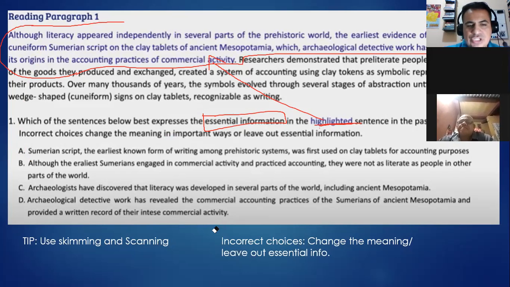The same process, you can use skimming, you can read the question, focus on the highlighted part, and then use scanning. Okay, pueden trabajar de la misma forma. Skimming, read the questions, and then go to scanning. So, incorrect choices, okay? No quiero entrar así a hacer un ejemplo, ya vamos a hacer otro de práctica.